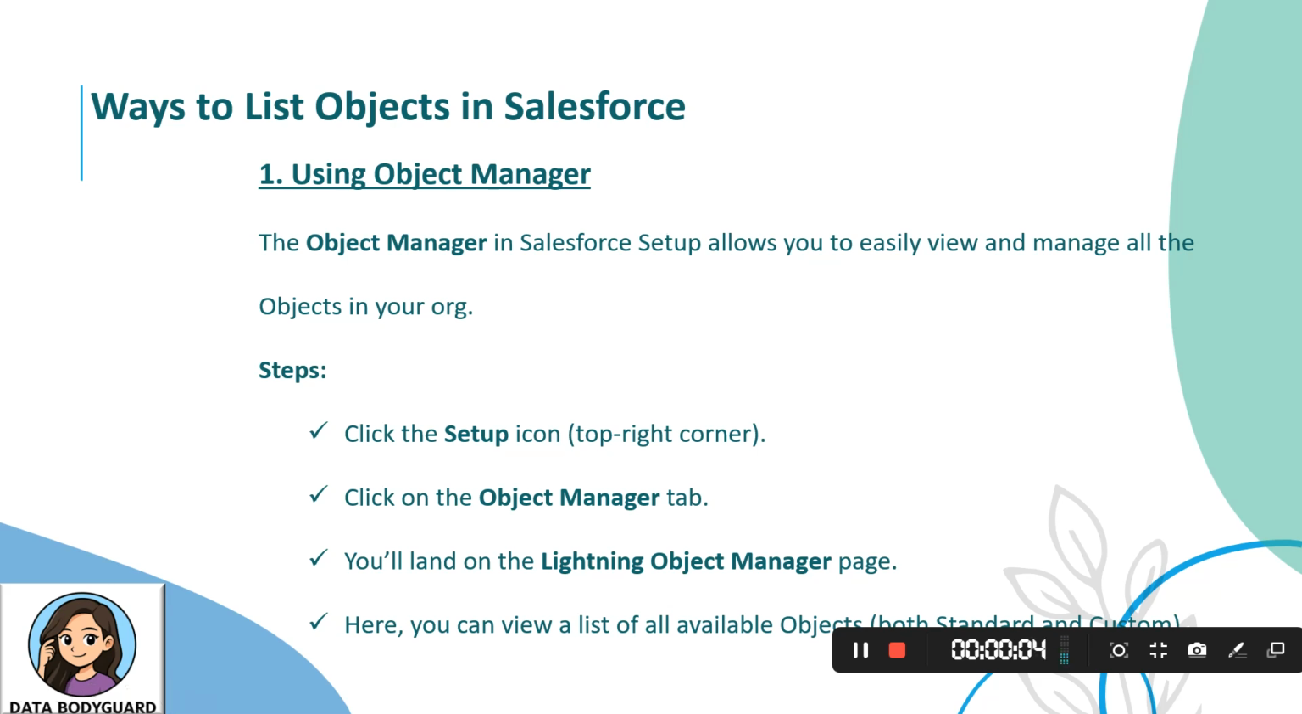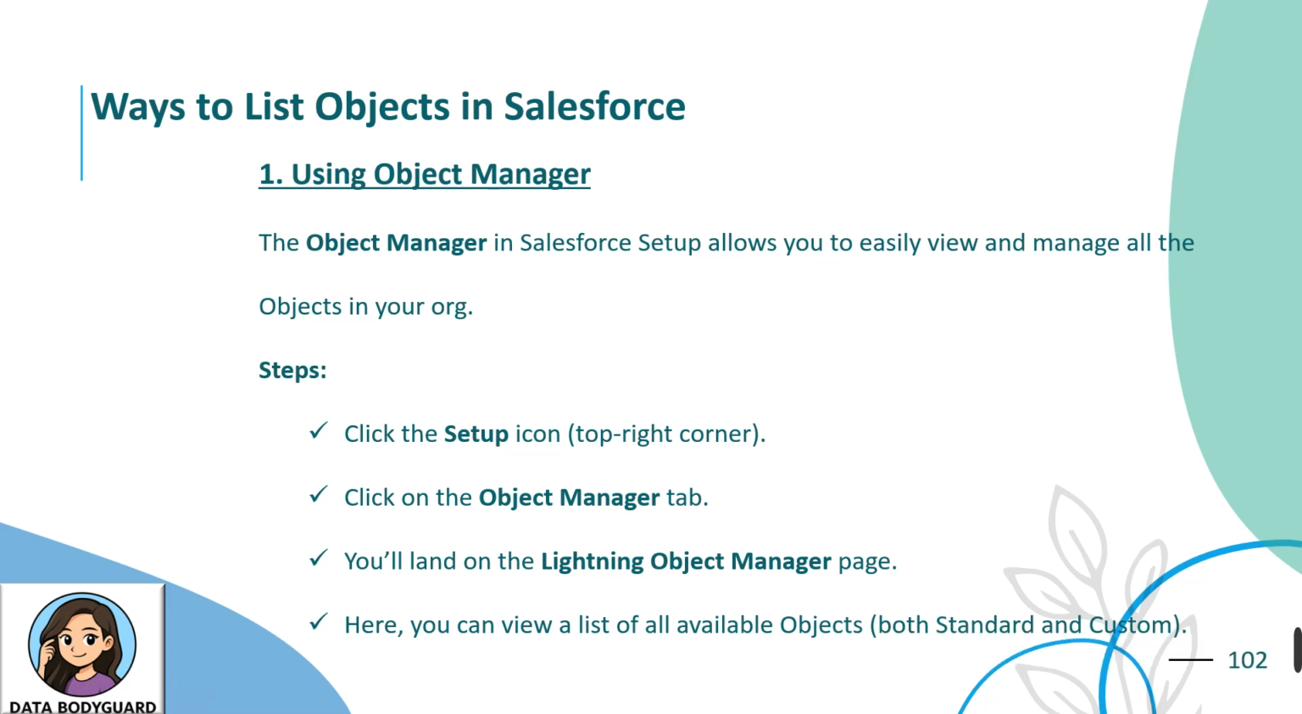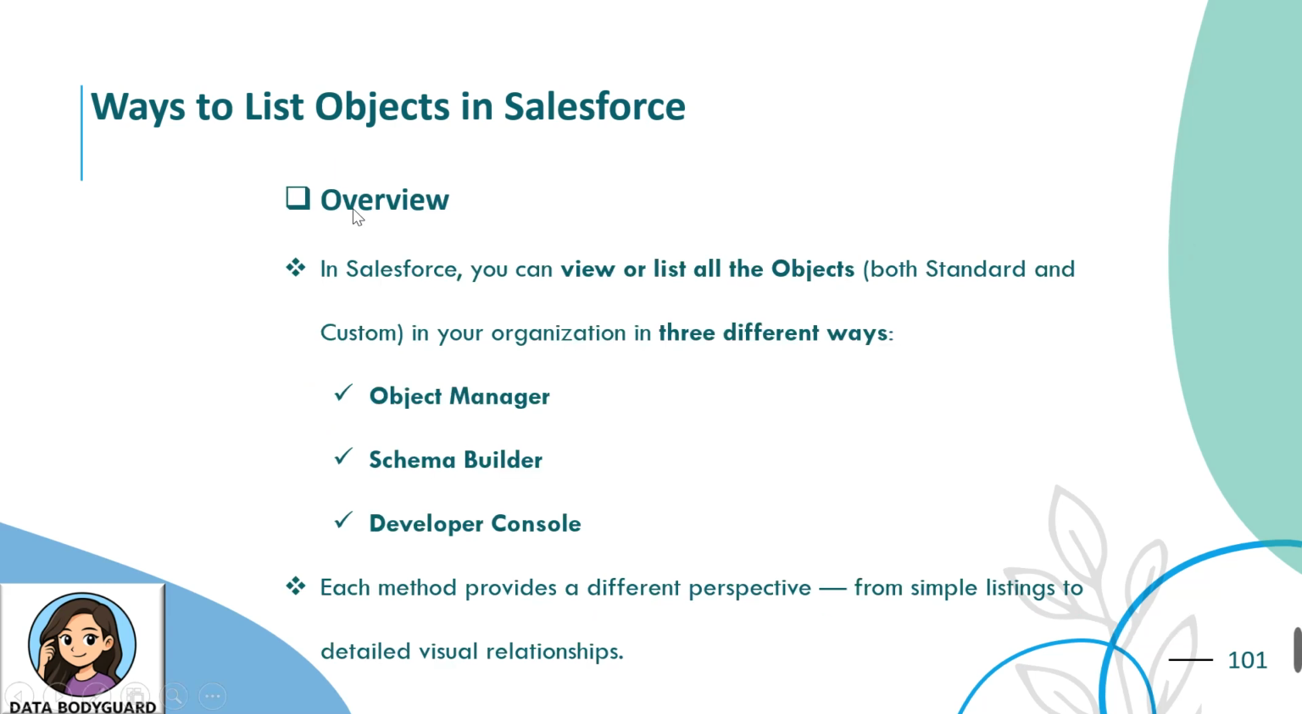In the last video, we discussed what standard objects and custom objects are, and we saw what SObjects are, and we also discussed a few governor limits. So in today's video, we'll see how many ways we can list the objects in Salesforce.